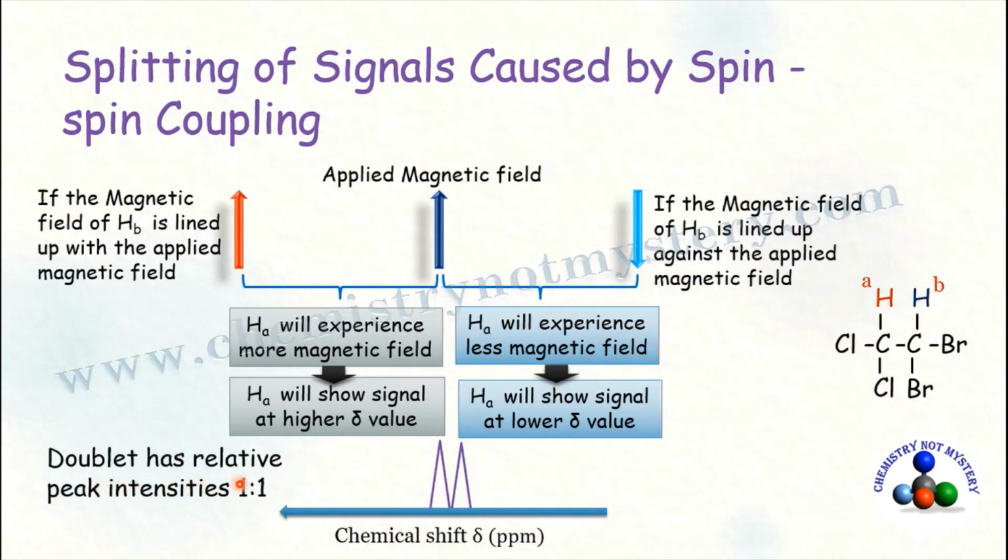This doublet has relative peak intensity 1:1. That means both the peaks are of the same intensity, as there is equal possibility of the magnetic field of proton B to either line up with the applied magnetic field or line up against the applied magnetic field. So here we have seen the splitting of the signal of proton A in the presence of one neighboring proton. But if there are more neighboring protons, how does the splitting of the signal take place?